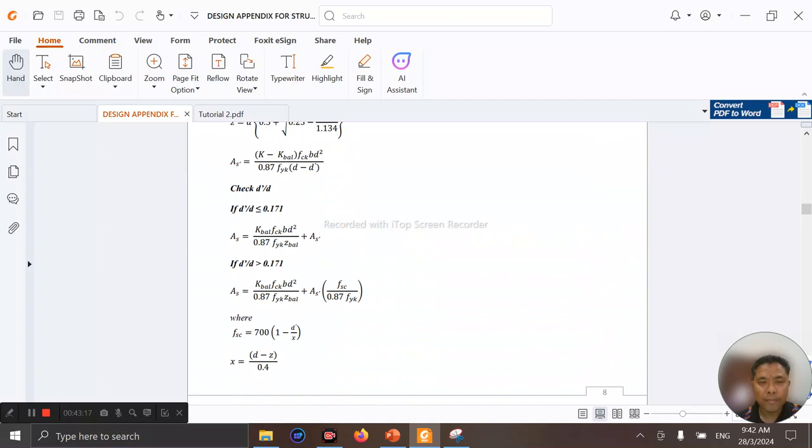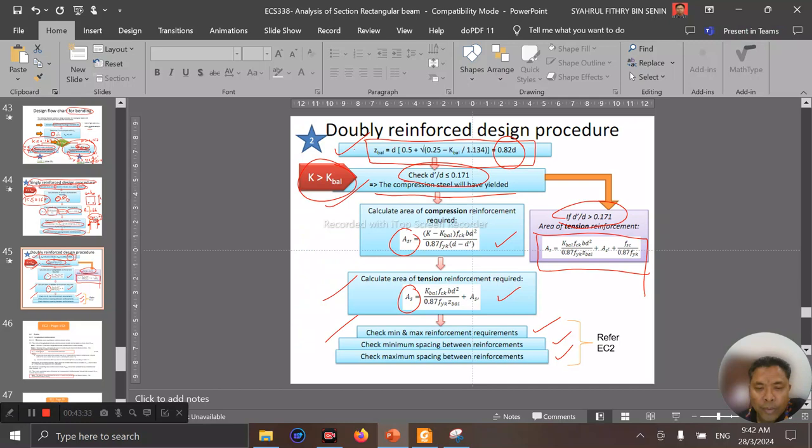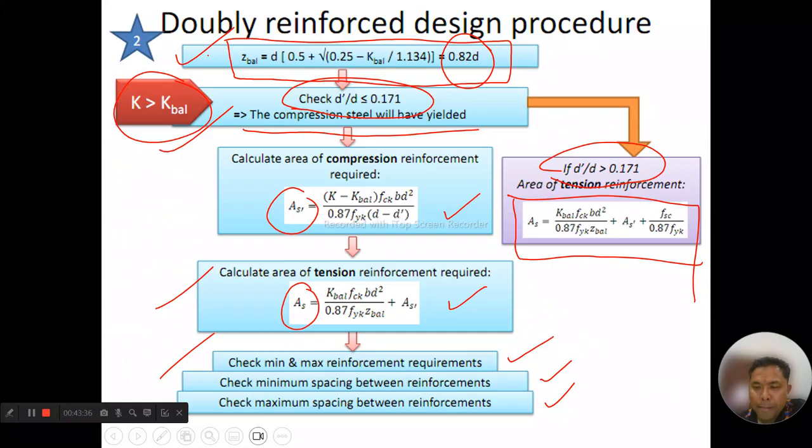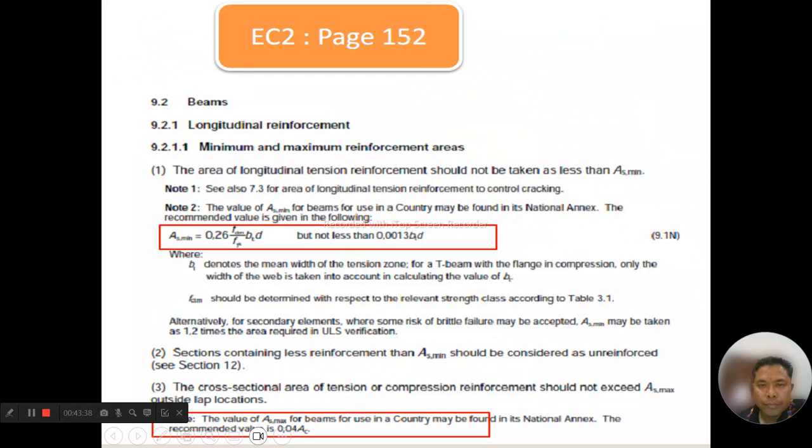Everything is here. If d' over d is below the limit, meaning your compression steel will have yielded, this is the formula. If you allow your compression steel to be not yielded, this is the formula. So don't need to worry about the formula. Just need to understand how to use it. This is the page I mentioned earlier about the minimum and maximum reinforcement areas. It is under clause 9.2, so this is under Eurocode.